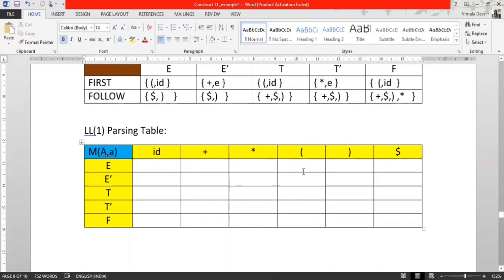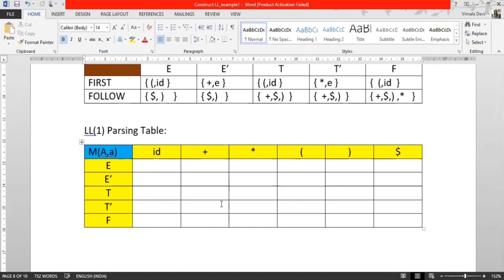So what are we going to fill in the parsing table? We are going to fill the grammar rules into the parsing table. So for every grammar rule, the address may be like this: E comma id, E comma plus, E comma open parenthesis, or sometimes T' comma plus. Somewhere in the cells, we are going to fill the rules.